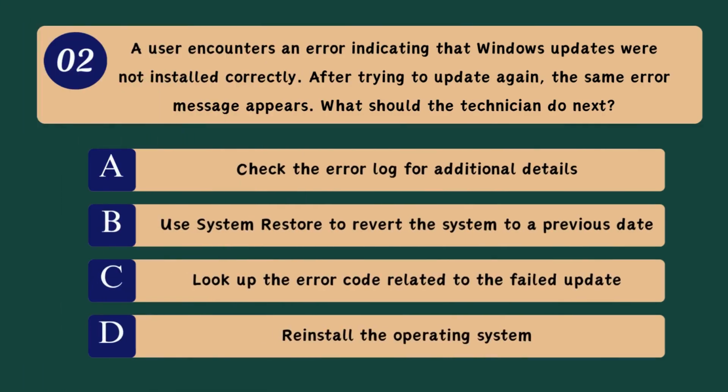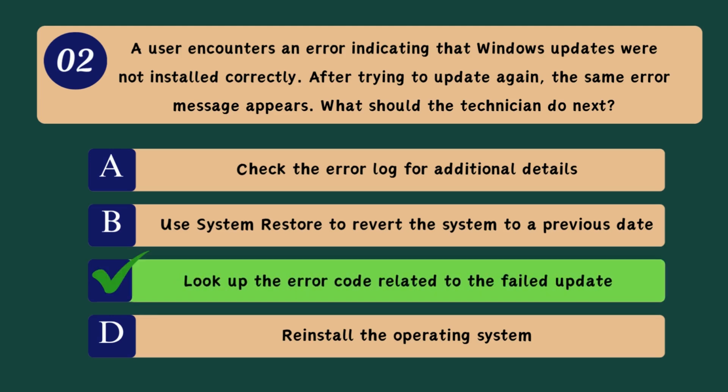Question 2. A user encounters an error indicating that Windows updates were not installed correctly. After trying to update again, the same error message appears. What should the technician do next? A. Check the error log for additional details. B. Use System Restore to revert the system to a previous date. C. Look up the error code related to the failed update. D. Reinstall the operating system.